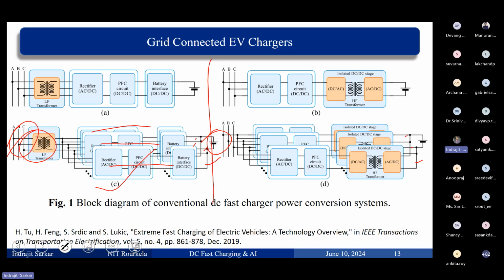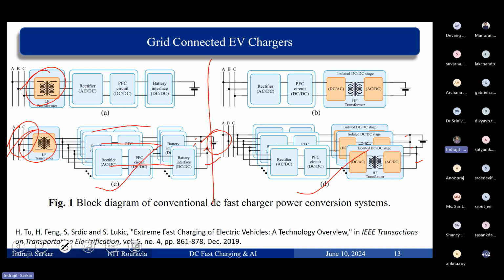One is using a low frequency transformer, this is using a high frequency transformer. What is the difference between these two? When it is a low frequency transformer, let's say you are in a very busy city. Okay, it's a very old city, it's completely filled, no space is there, and there you are saying that I am going to install a DC fast charging. You will not get a sufficient amount of space to install that.